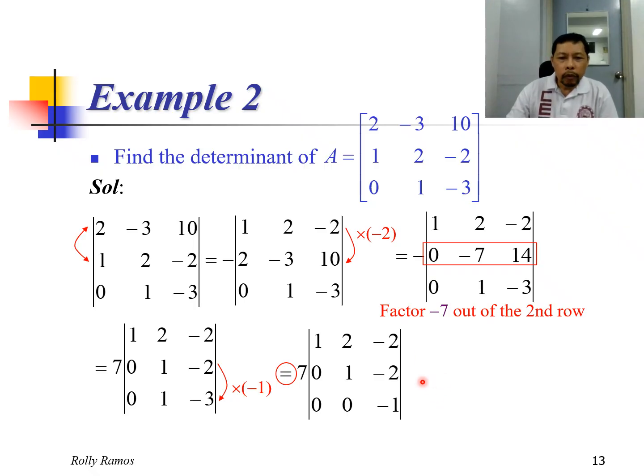Okay. So now we have a diagonal, or rather triangular matrix. So we could simply multiply the elements in the main diagonal to get the determinant of this matrix. That would be equal to 1 times 1 times -1 is -1, times 7. Then the determinant of A is -7.